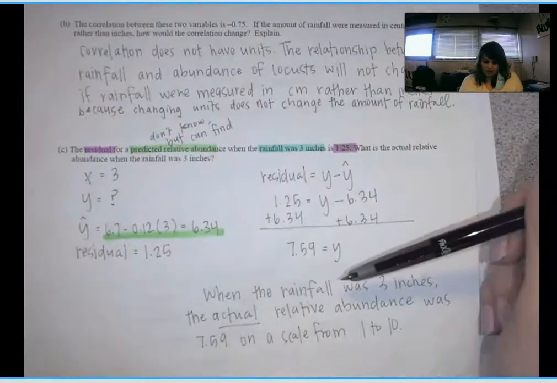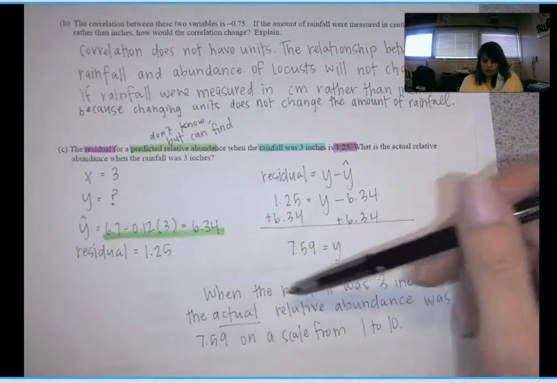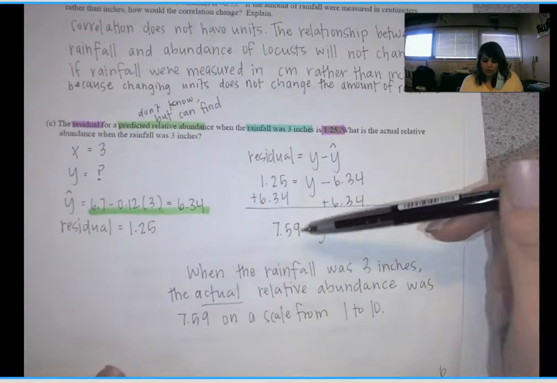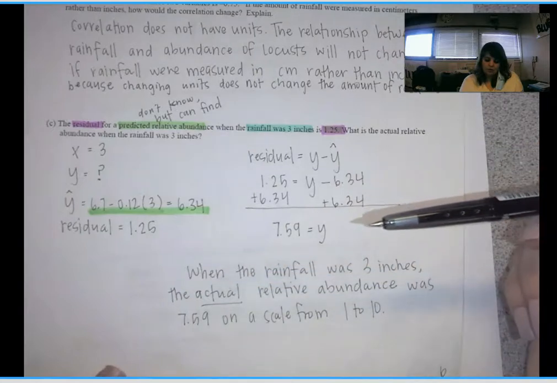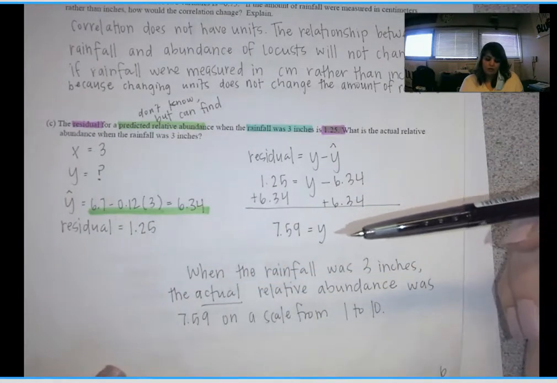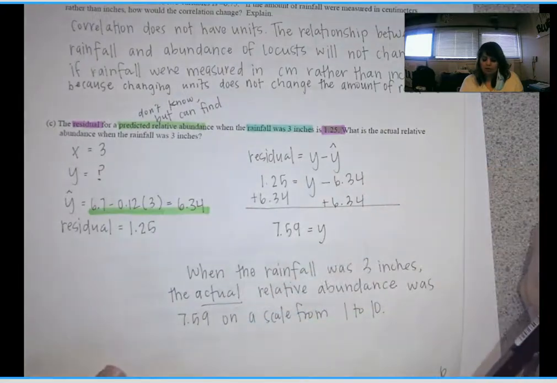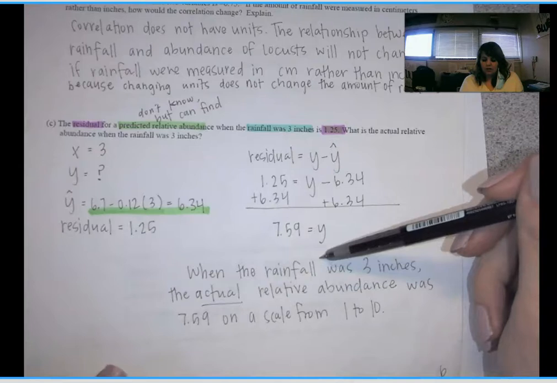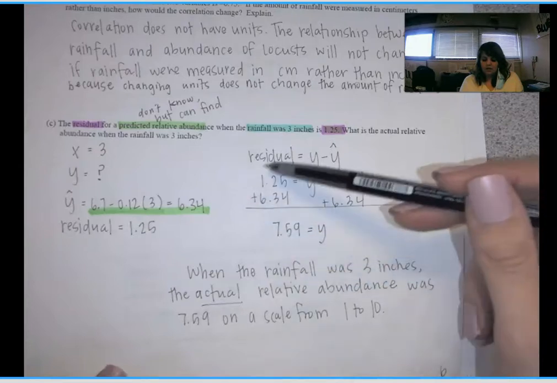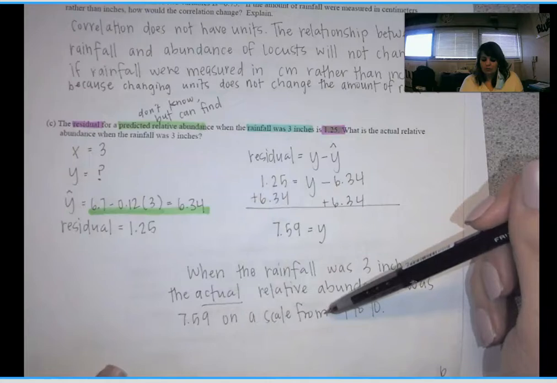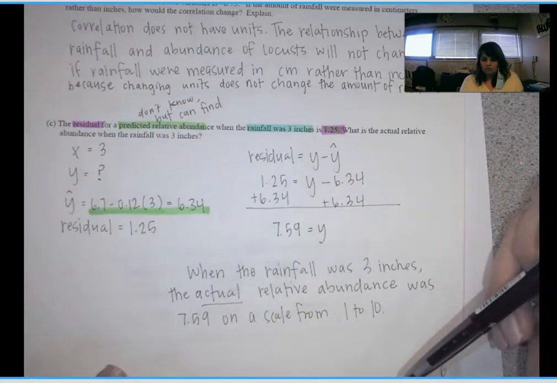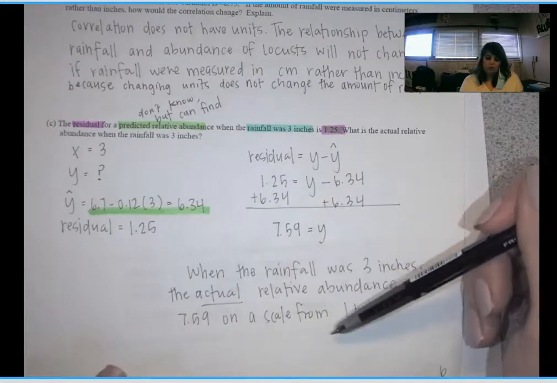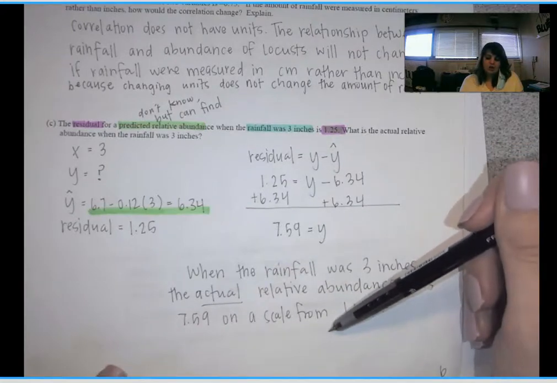I don't know if this part is necessary, but I would add it in. So we found actual y, and then the statement is when the rainfall was 3 inches, the actual relative abundance was 7.59 on a scale from 1 to 10. I don't know if this is required. It probably is, because this adds context to the problem. So we're going to have to remember to add that in. When you are calculating a residual, we may need to add in context.